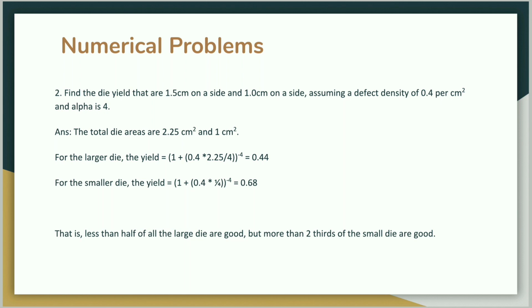For the larger die, that is the die that is 1.5 cm on a side, the yield is calculated to be 0.44, and for the smaller die the yield is calculated to be 0.68. That is, less than half of all the large dies are good, but more than 2/3 of the small dies are good.